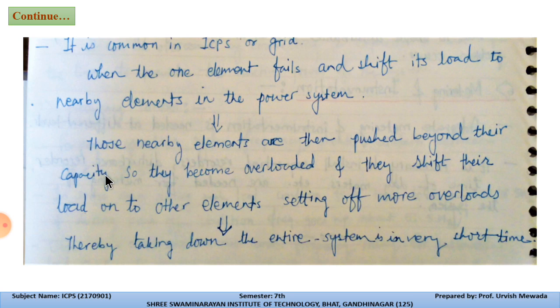Means the element is already loaded by the load of its own area, the consumers, and if further load comes from the faulty parts, then the load connected to that element will increase, and so the stresses on that element will also increase. And again they shift their load to other elements, which sets off more overloads, thereby taking down the entire system in a very short time, and that is called cascade tripping.